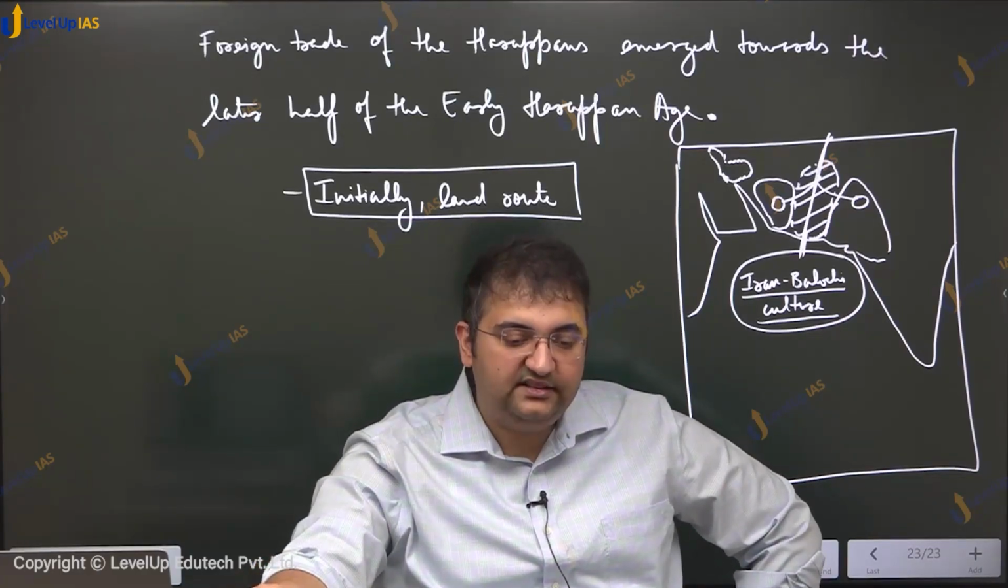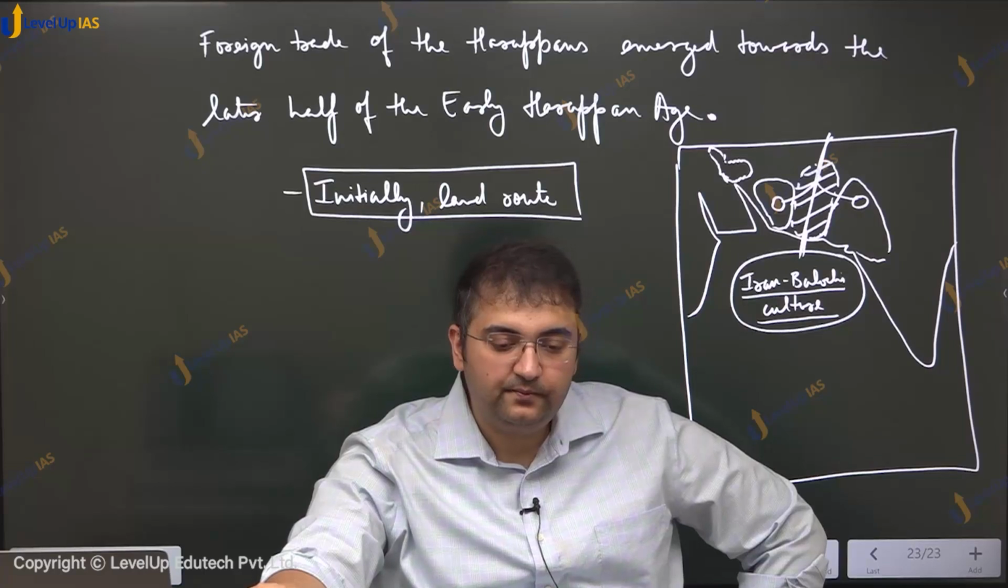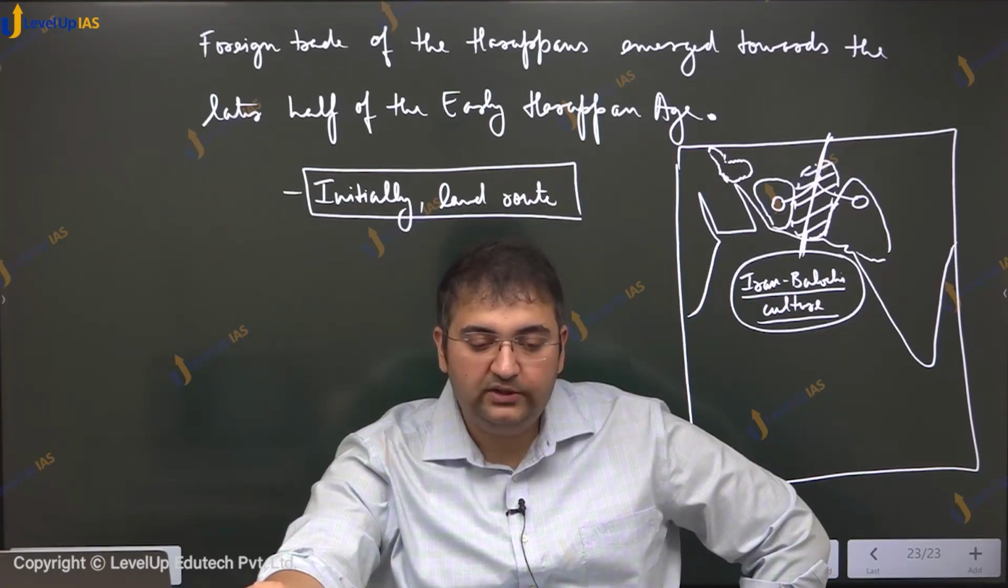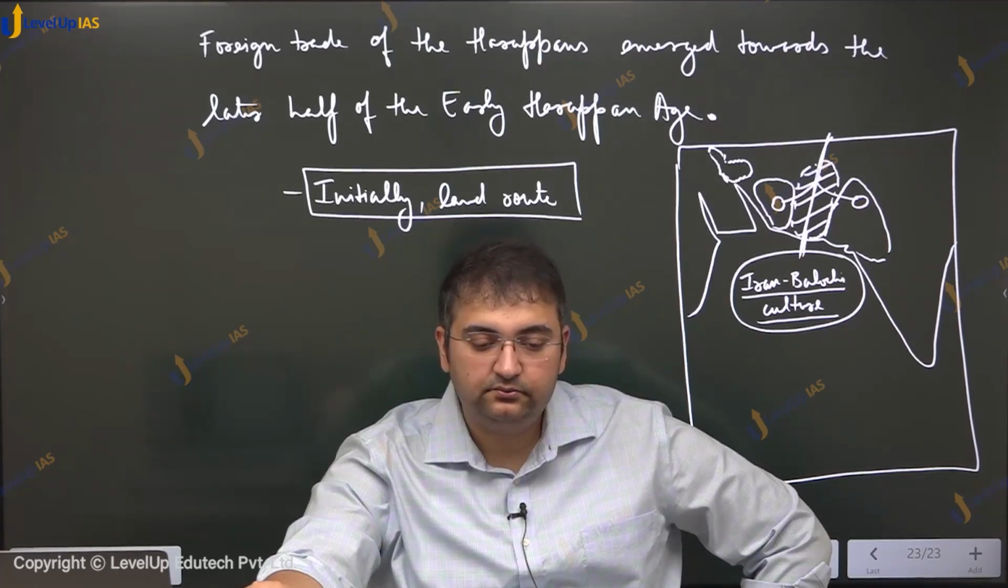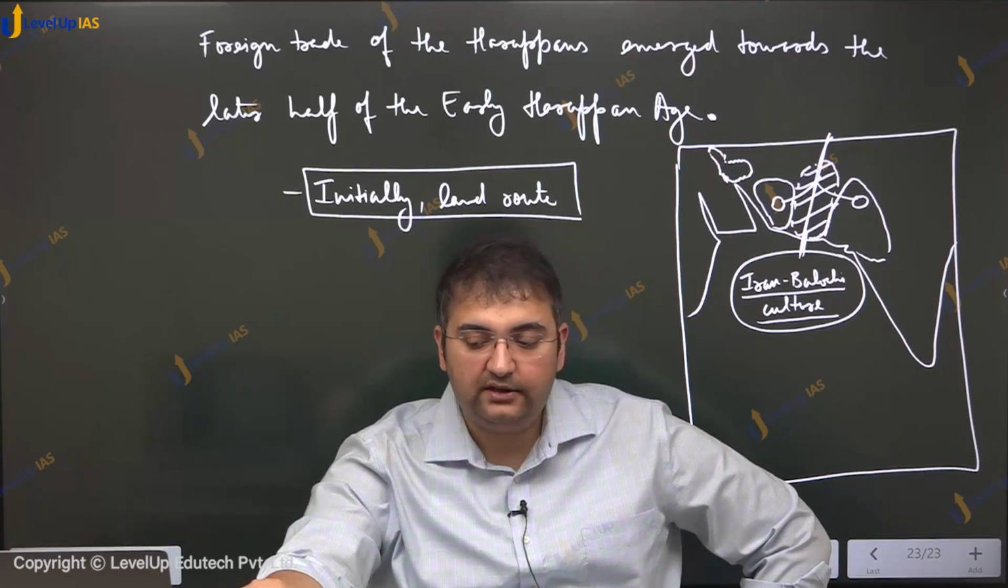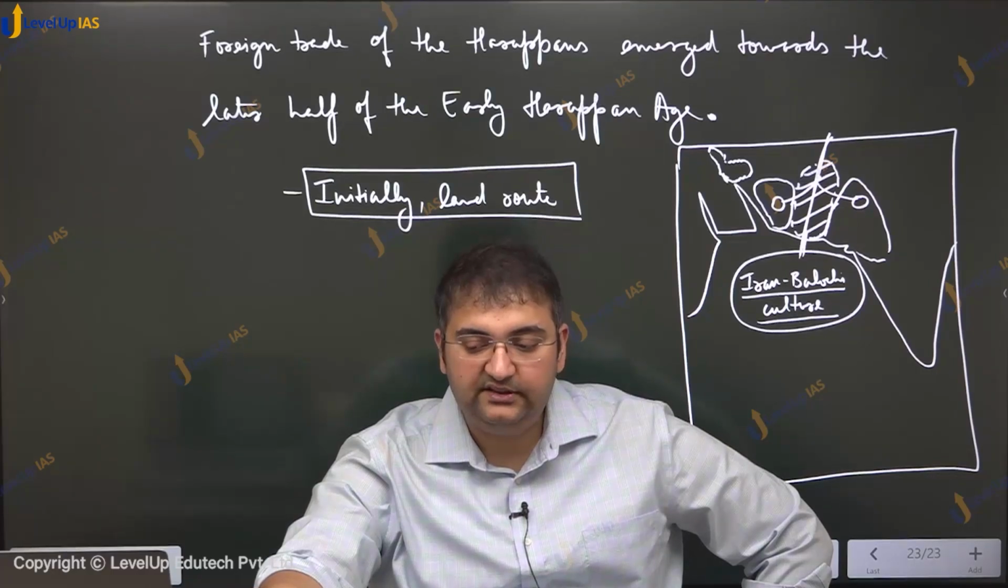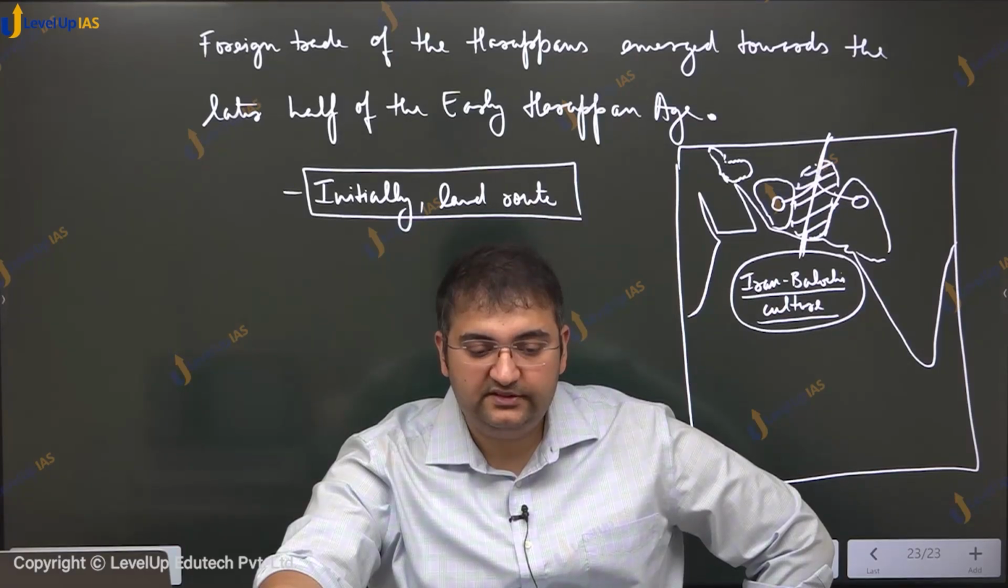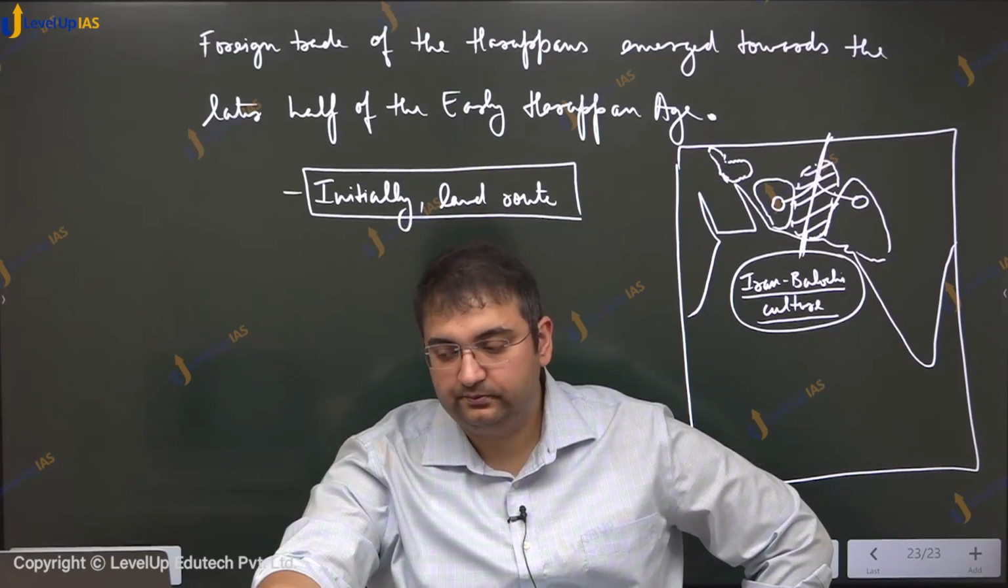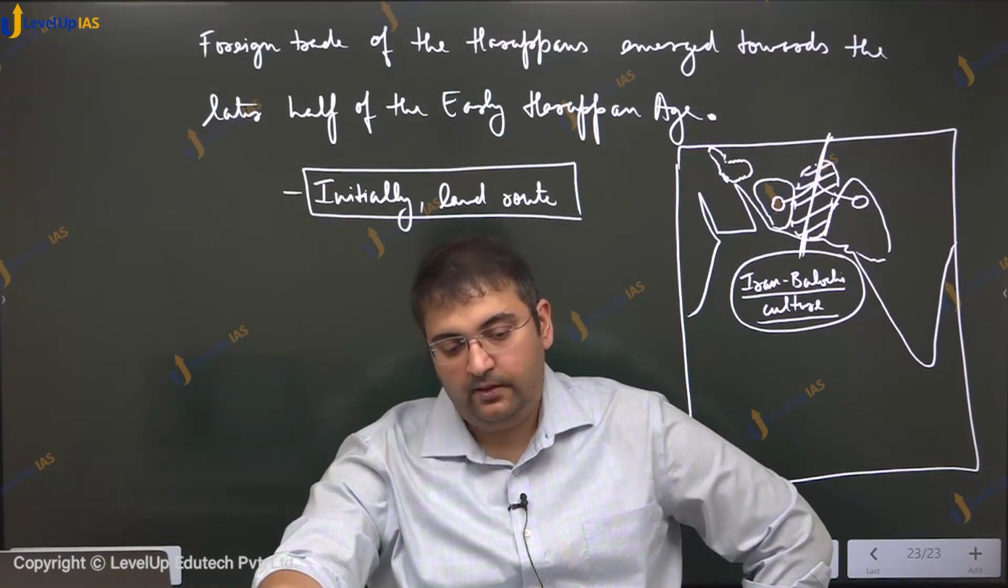Next subpoint. In the dry season, they would move into the plains of Punjab and Iran, coming into contact with the settled civilizations of these regions. ठीक है?